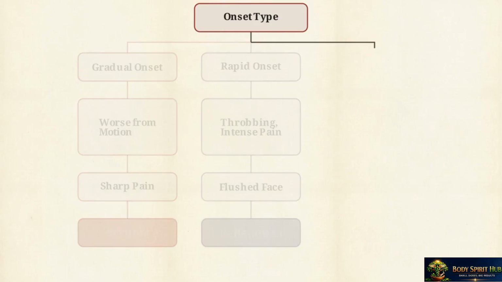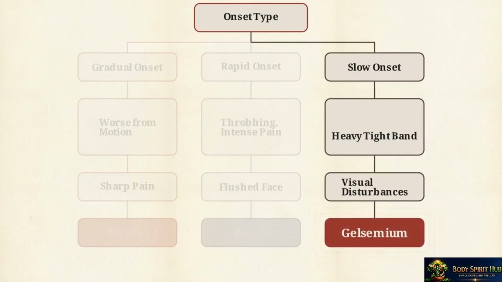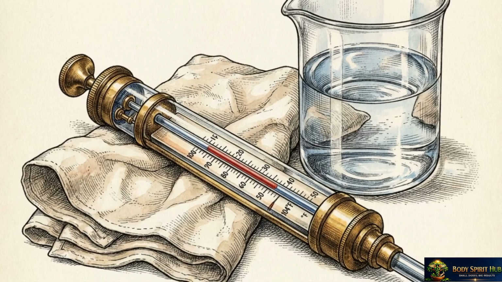Contrast that with a completely different profile. If your headache has a slow onset, feels like a heavy, tight band around your skull, and disrupts your vision, the matrix indicates gelsemium. Gelsemium targets headaches rooted in profound physical exhaustion, sore neck and shoulder muscles, or the deep systemic fatigue that accompanies a viral onset like the flu.